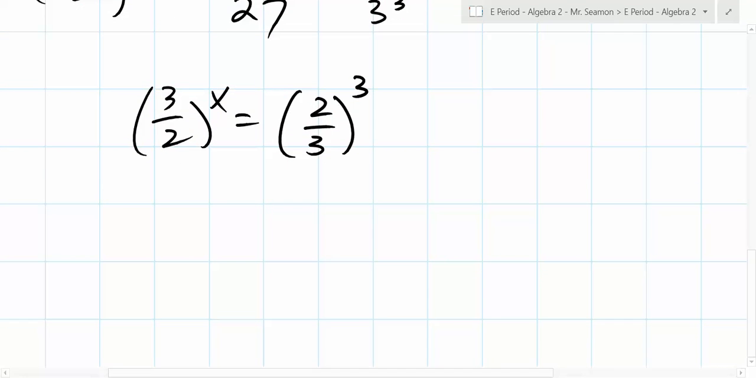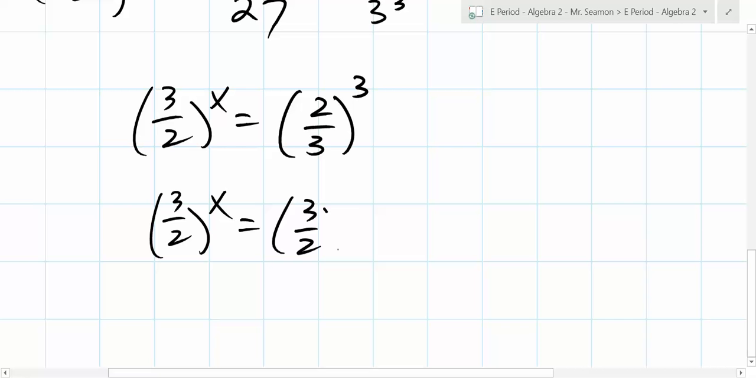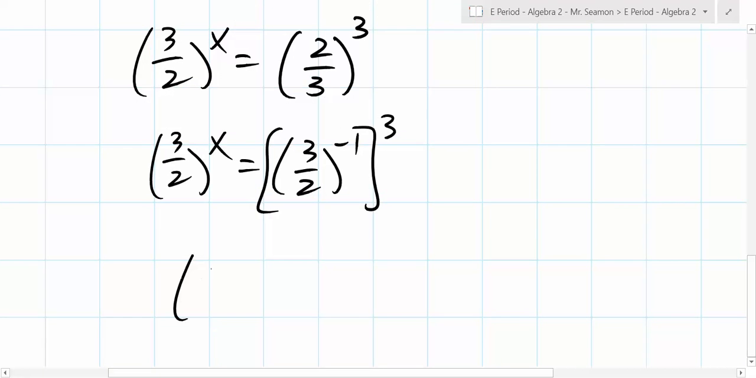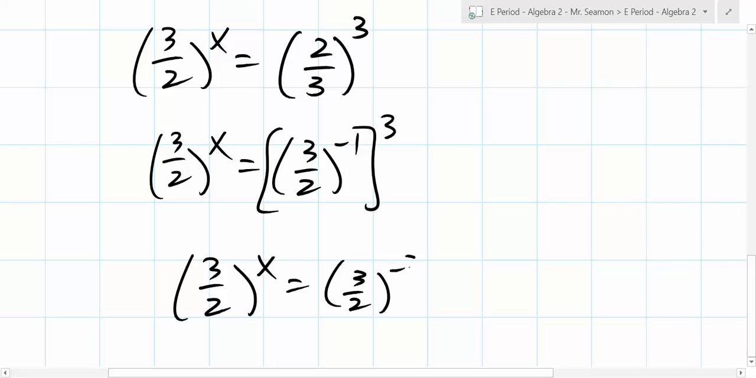Yeah. Flip it. Which one do you want to flip? The left or the right? Flip the right? Sure. You can flip either one. You're going to get the same answer. So you can make this 3 over 2 to the x is equal to 3 over 2 to the negative 1, to the third. What do you do with powers of powers? Yeah, that's 3 over 2 to the x is equal to 3 over 2 to the negative 3. So what does x equal?